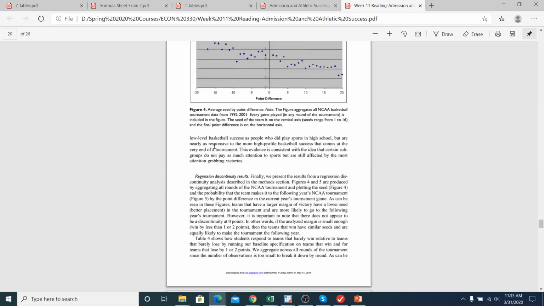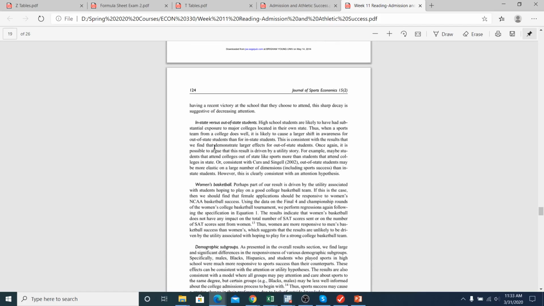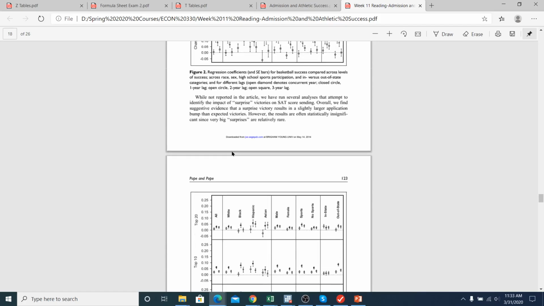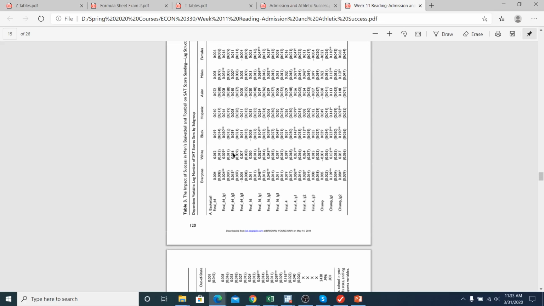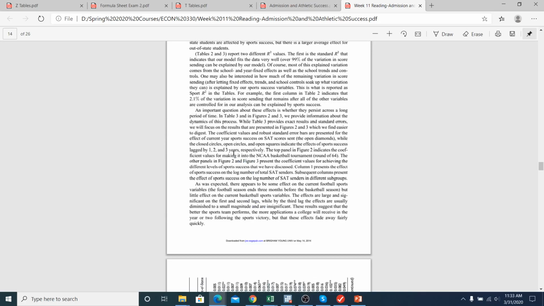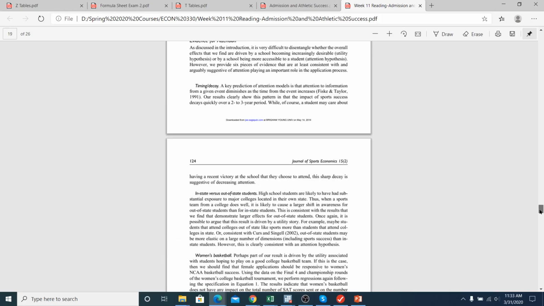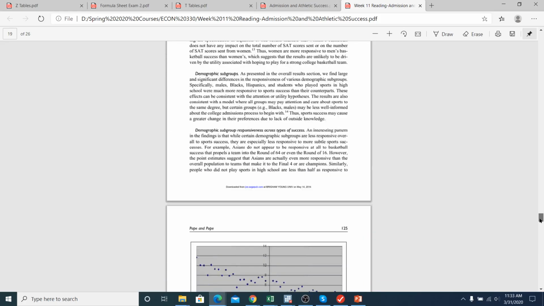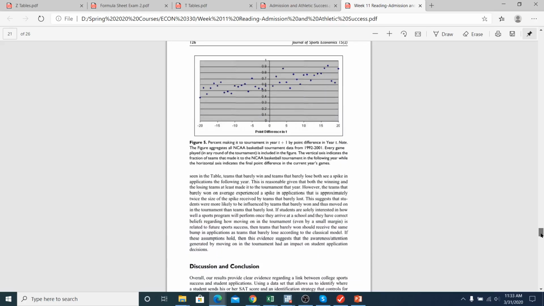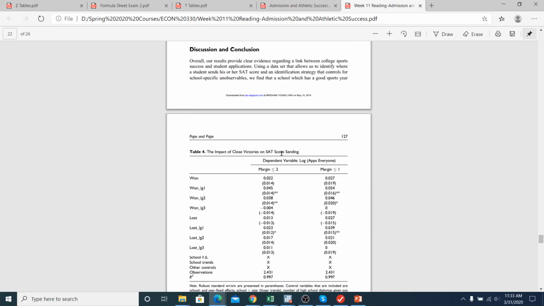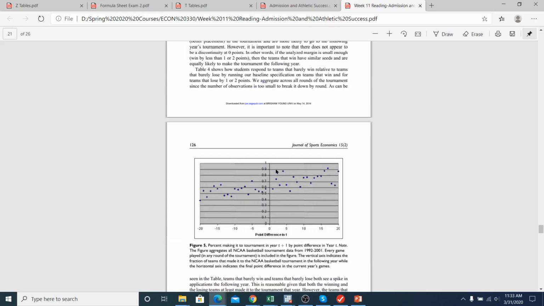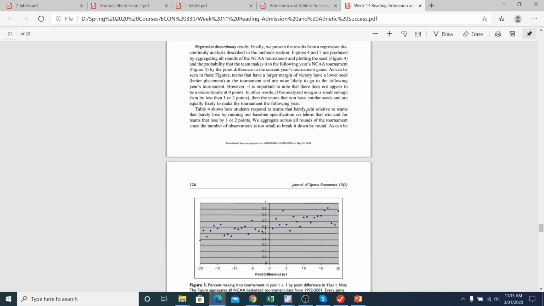So if I remember right, let's see how they define these close victories. Why did I think that they had demographic subgroups? Oh, we kind of look here at, so what we got, table 4 here. So table 4 shows how students respond to teams that barely win relative to teams that barely lose. Right? So this is in the NCAA tournament, looks like, in whatever game that they were, kind of their last game.